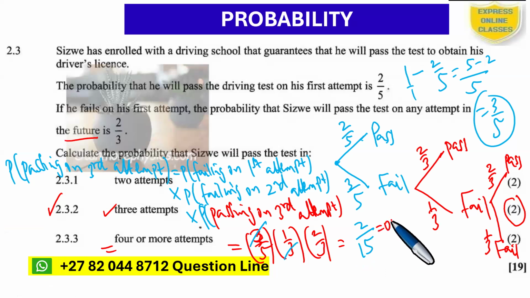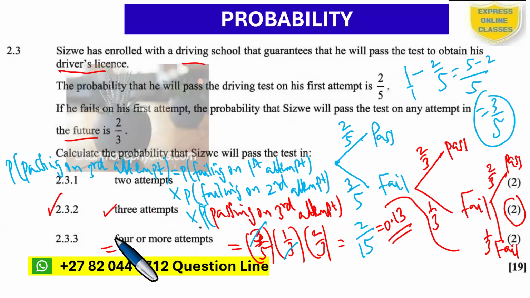So this one is 0.13. So that is the answer. Because now 3 attempts, it means that he must fail, and then pass. Probability of failing is 3 out of 5. Then he fails is 1/3, and then he passes 2/3, and then he gets his driver's license. He gets his driver's license.